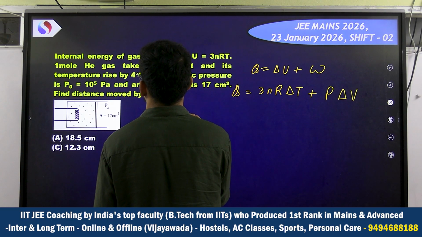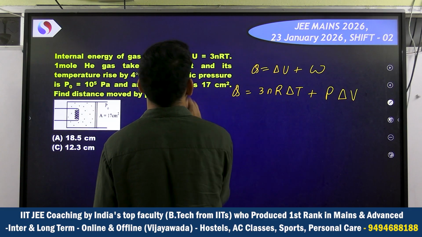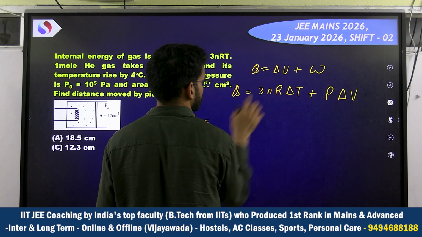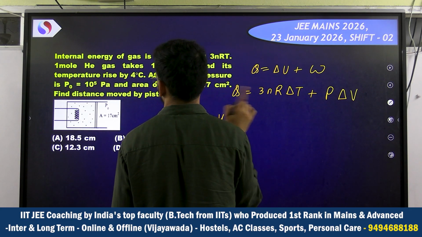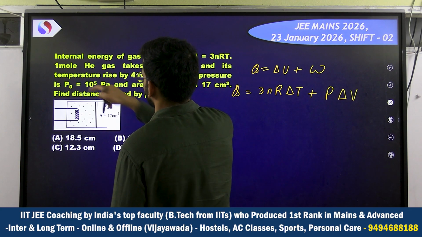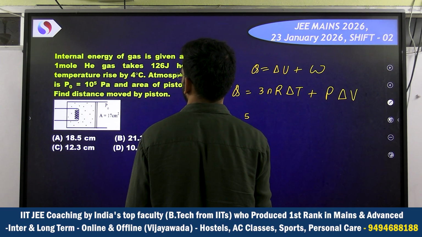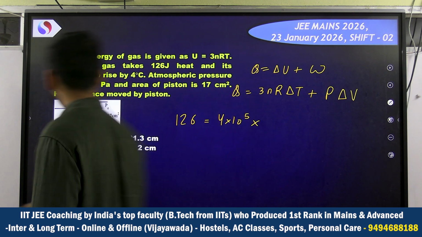And Q is given. Q is given how much? The value is given here somewhere, 126 joule, right? 126 joule is equal to 3 times P delta V, and this is P delta V. So this is 4 times P delta V, and P is how much? P is 10 to the power 5, into delta V. Delta V, how will you write it?